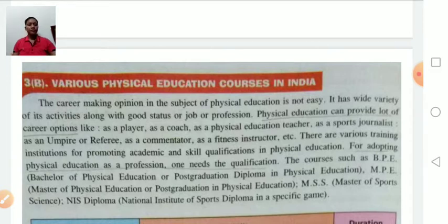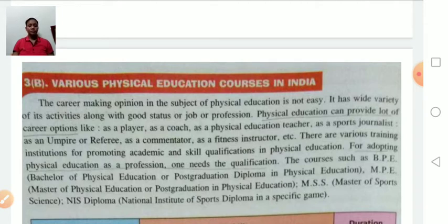Physical education can provide a lot of career options like players, coach, physical education teacher, sports journalist, umpire, referee, communicators, physiotherapists, fitness trainers, etc. For adopting physical education as a profession, one needs qualifications like Bachelor of Physical Education, Master of Physical Education, Master of Sports Science, NIS Diploma, National Institute of Sports Diploma in specific game, etc.